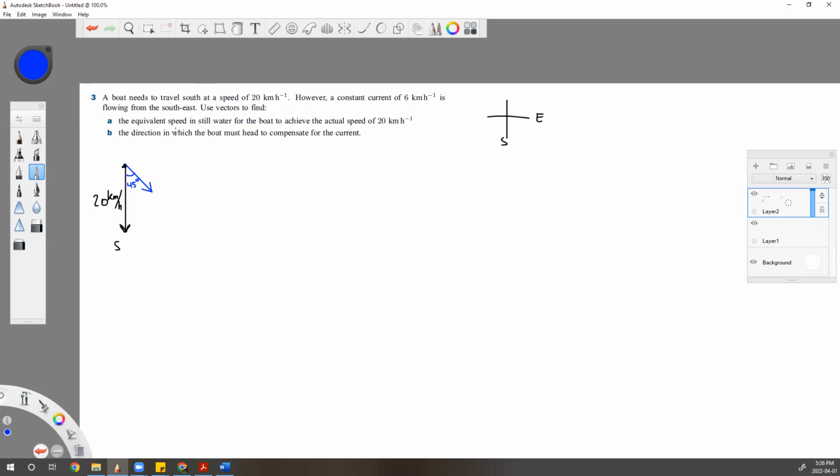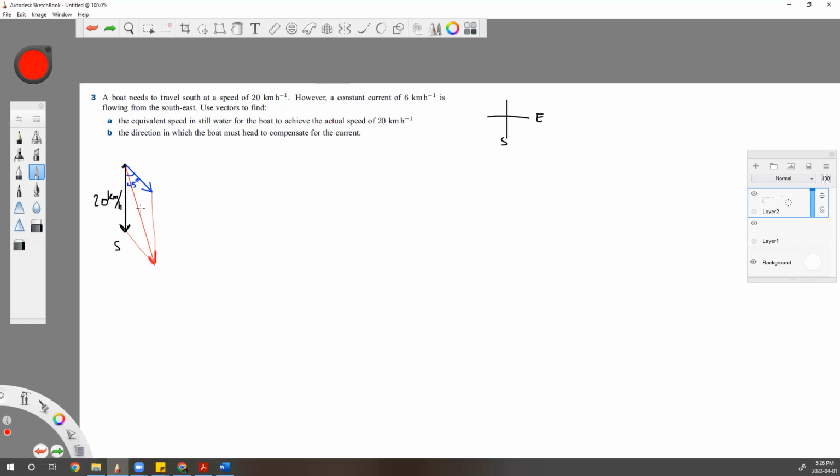The equivalent speed in still water for the boat to achieve the actual speed of 20 kilometer over hour. It has to be here. We use the parallelogram rules here, right? Parallel and parallel. And the resulting force will be here, right? So this is the resulting force. But the harder part is to understand or to use this rule. How do you find the formula of the resulting force?